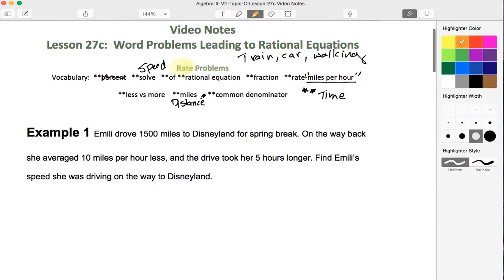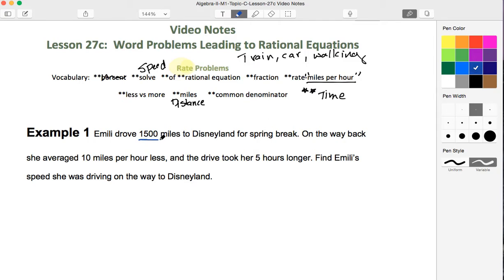So we're reading our example. Emily drove, and I'm going to mark this text up while I read. Emily drove 1,500 miles to Disneyland for spring break. On the way back, she averaged 10 miles per hour less, and then the drive took her 5 hours longer. Find Emily's speed she was driving along the way to Disneyland. So as I'm just scanning this, that's all I did. I just read it to scan it, and now I'm going to break it down a little bit more.